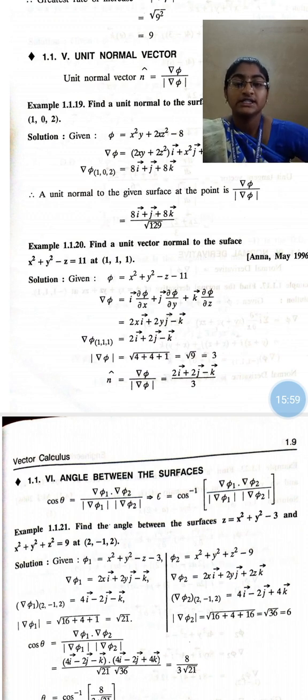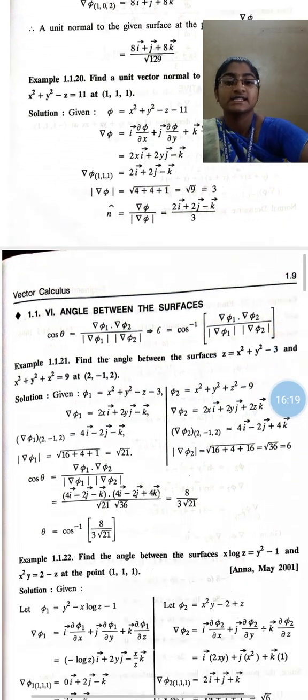So, unit normal vector, write down the formula first: del pi divided by modulus del pi. So the del pi value is 2i vector plus 2j vector minus k vector, and the modulus del pi value is 3. This is how we can find the unit normal vector. All these 5 terms are related to the gradient.